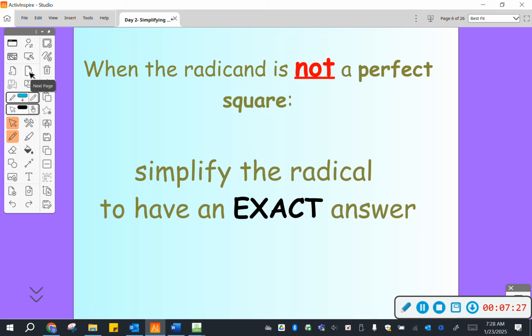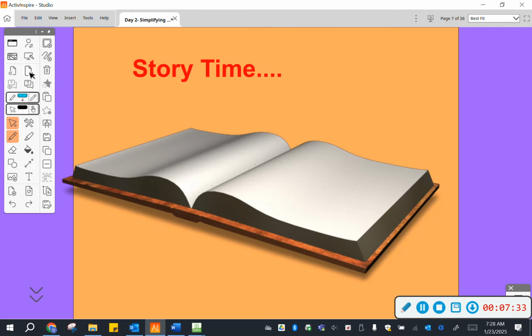So, we are going to start doing square roots today where you do not get a decimal, you get an exact answer. On the warm-up, I accepted that decimal. Starting today, I will not accept a decimal. So, I would like to give you a story time.